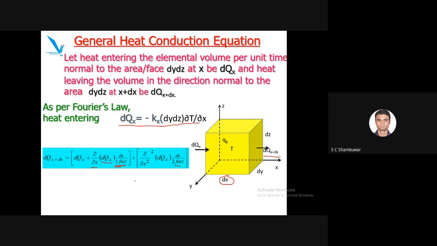Why is the Taylor series used? Suppose you know one quantity q1, and at an interval of dx you want to calculate the next quantity q2. You can calculate q2 from q1 by using this Taylor series. Understood?